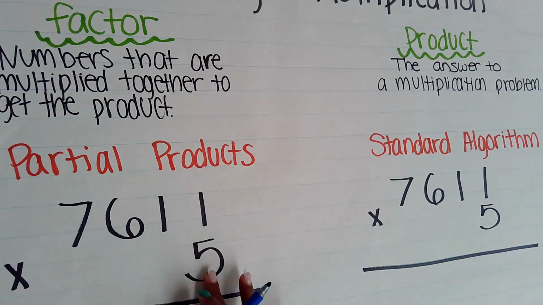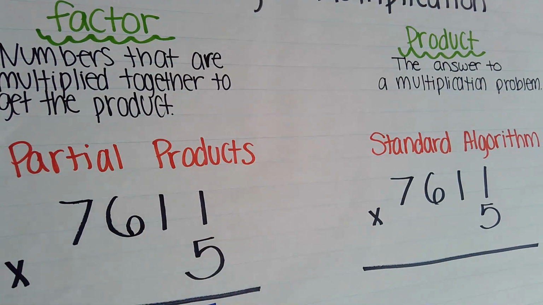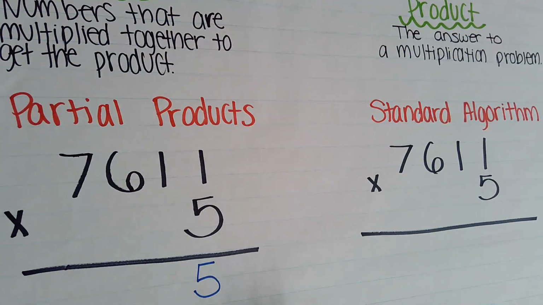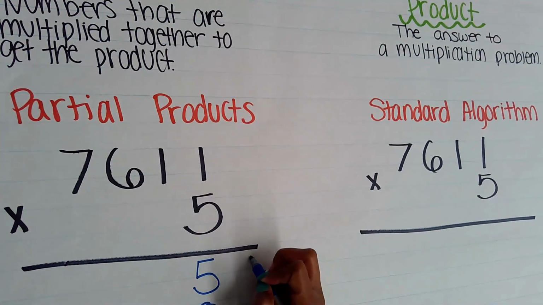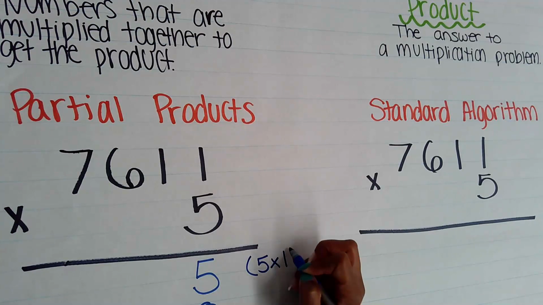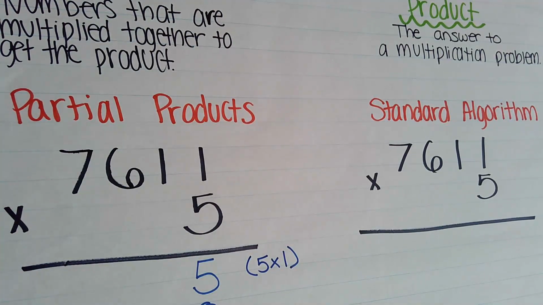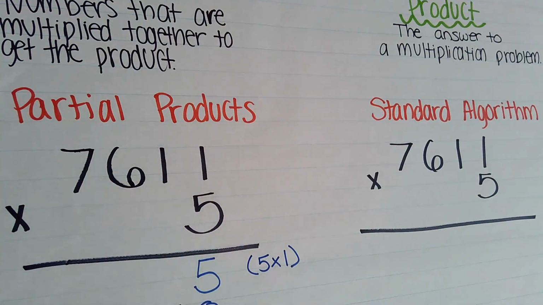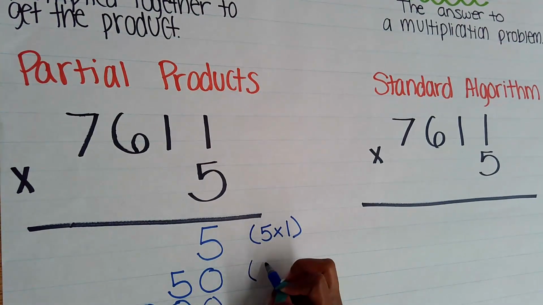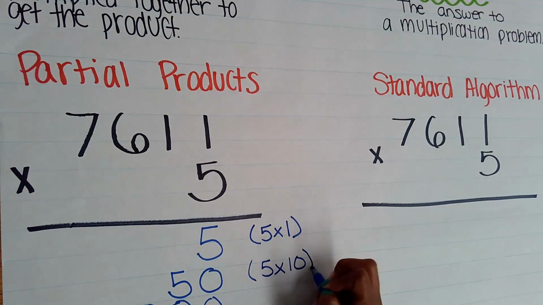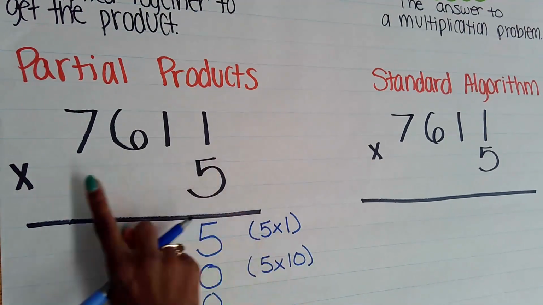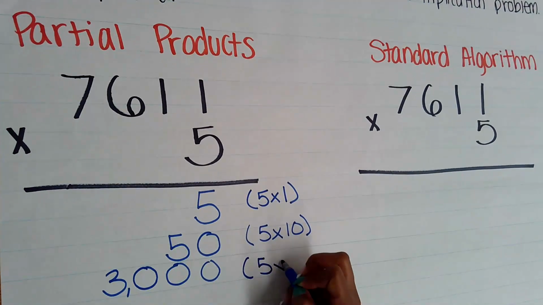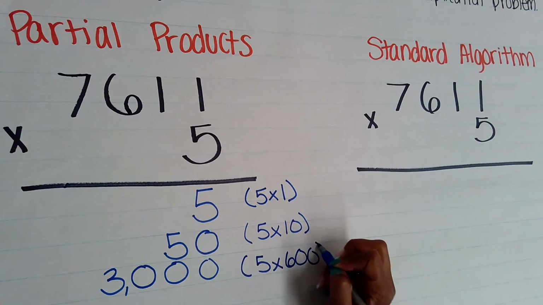I'm going to take this 5 and I'm going to multiply it by each place value number. 5 times 1 gives me 5, and we like to line them up on the side so I can always write this down just to keep track of what I have multiplied. 5 times 10, because even though this is a 1, it is 10, would give me my 50. Moving on, I'm going to have 5 times 600, which would give me my 3,000.